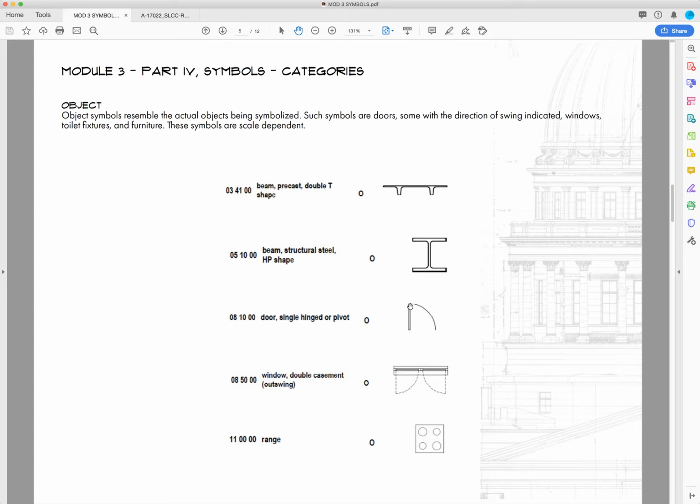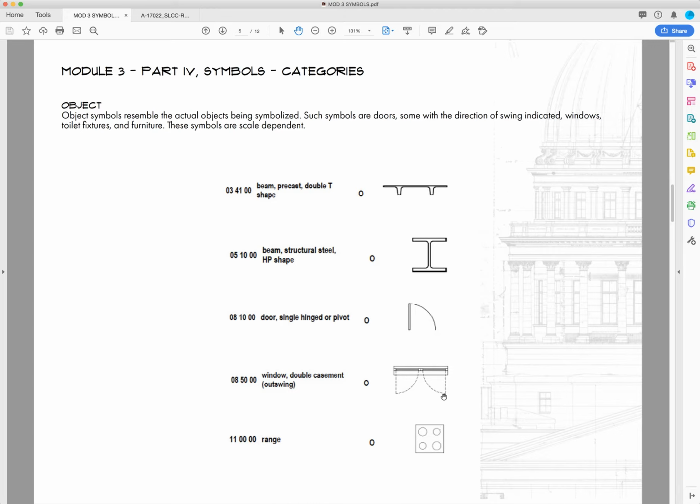We've got our door with its swing. So sometimes this area right here, the swing is not indicated. And then this is a window. It's a casement window, so it's showing how the windows actually swing out. I know it looks a little bit like a door with this right above it, but this is actually a window. And then we've got a really simple range.